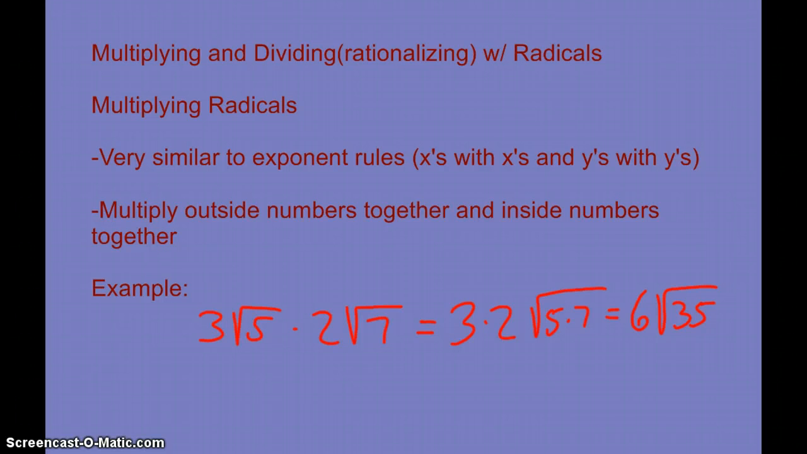So when we're multiplying with radicals, all we're going to do is take the outside numbers and multiply them together, and the inside numbers and multiply them together. The reason we can do that is 3 radical 5 really means 3 times the square root of 5. So when you see 3 radical 5 times 2 radical 7, it's really just 4 multiplication problems. And because it's all multiplying, we can change the order around, making it 3 times 2 times radical 5 times 7, which gives us 6 times the square root of 35. So the basics of multiplying are very straightforward.